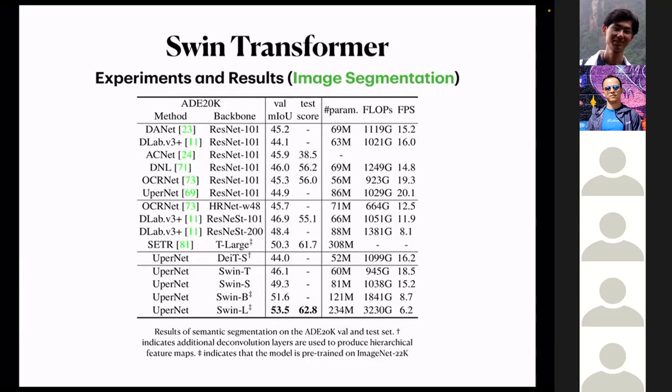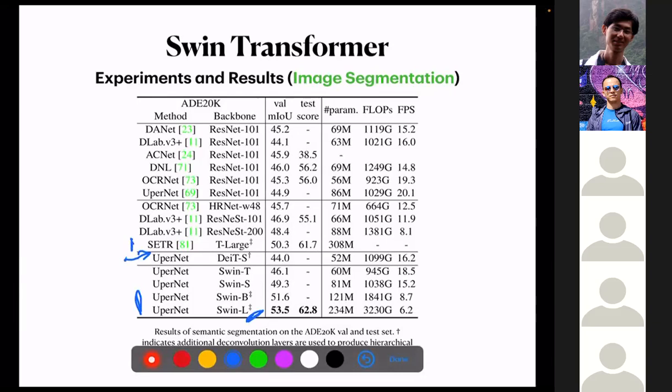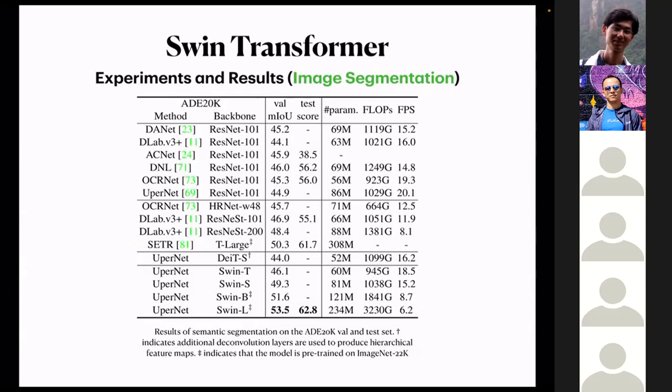Well, ResNet is not pre-trained, right? If you look at the notes. So they did not use a pre-trained ResNet? No. Only three models here are pre-trained. Pre-trained using what task? ImageNet 22, classification, right? Yeah, I do have the same doubt as well.